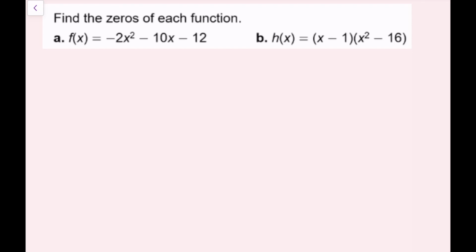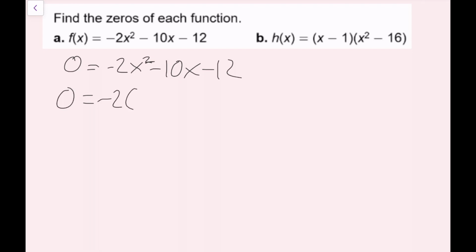So anyway, what I'm going to do first is set this function equal to 0: -2x squared minus 10x minus 12. And then I'm going to factor out a -2. It's always good to be able to factor out a negative number. So I get x squared plus 5x plus 6. Now when I factor this, this is a quadratic expression, and I can factor this pretty easily.